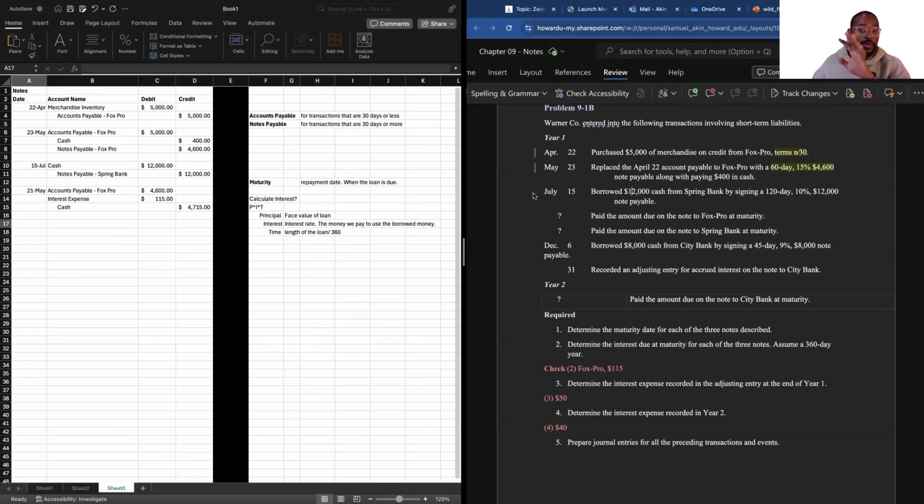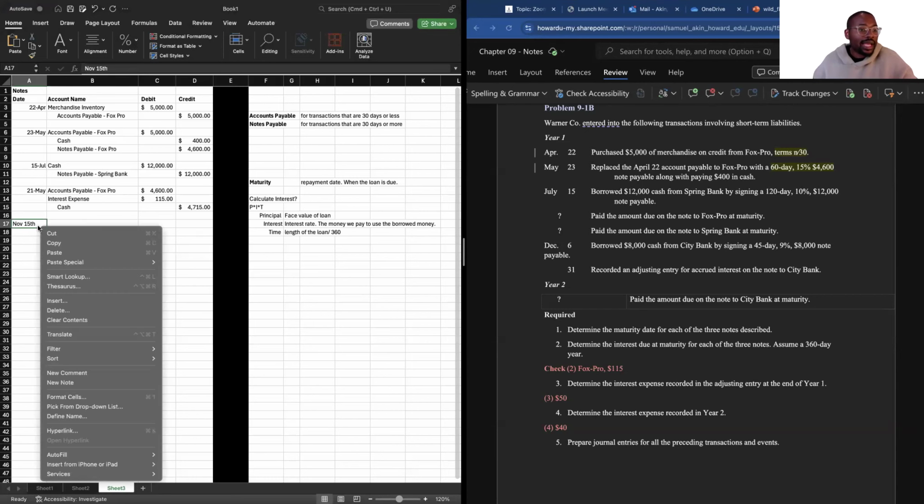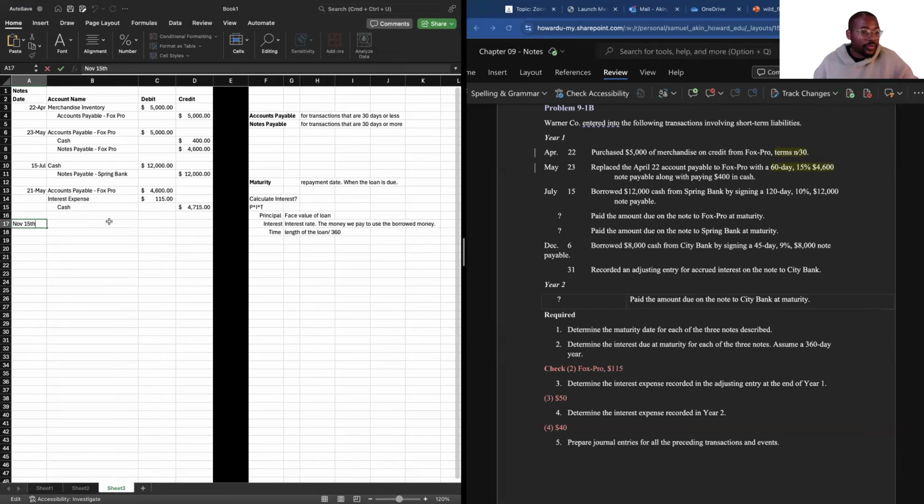120 days is 4 months. 4 months from July 15th is November 15th. All right. Now you do the math. It depends on your professor. If you get around November 17th or November 12th, cool. To me, it's all the same thing. But you want to pull out a calendar and kind of walk through it. You probably get around November 15th.